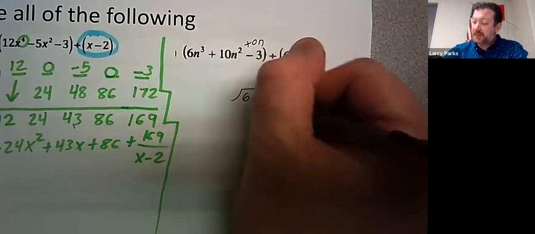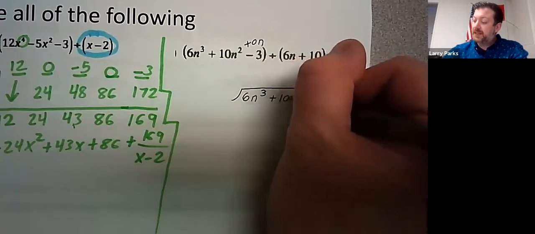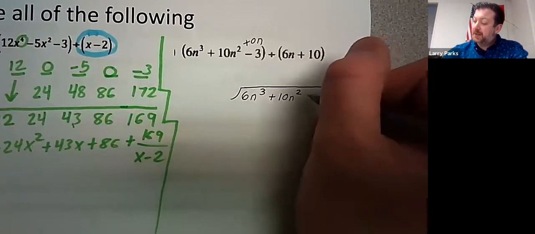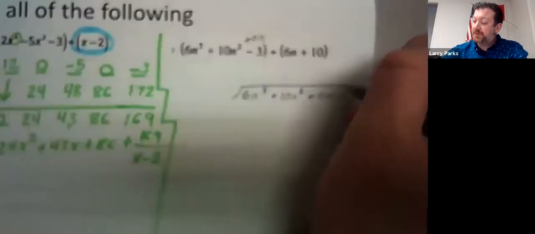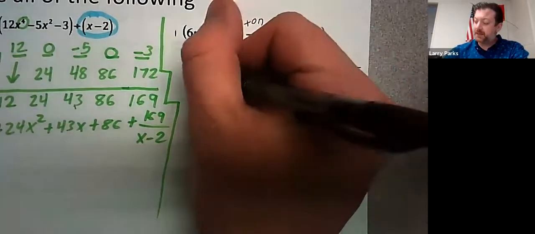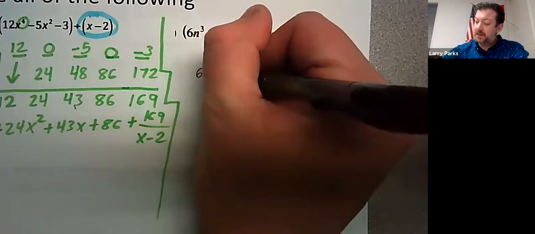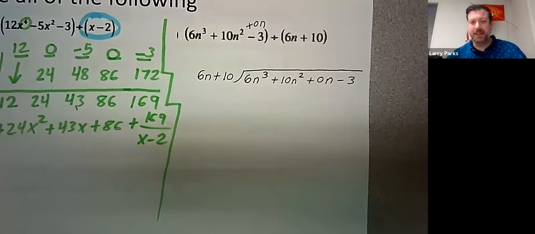So this is going to be 6n cubed plus 10n squared plus 0n minus 3. And then here, 6n plus 10. I know it's tempting. Long division is kind of a pain. I mean, it has the word long in its name, but to be successful on this district test, you have to know how to use long division. So make sure you take the time to know how to do that.